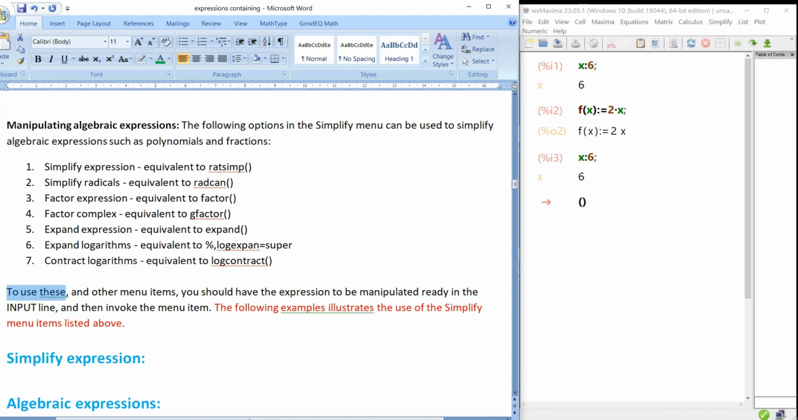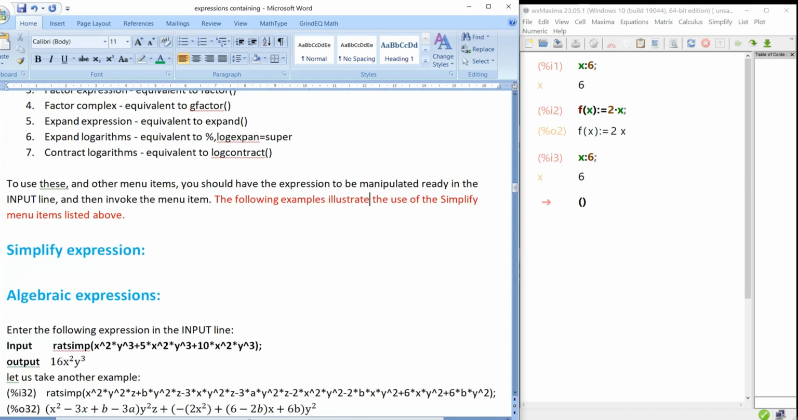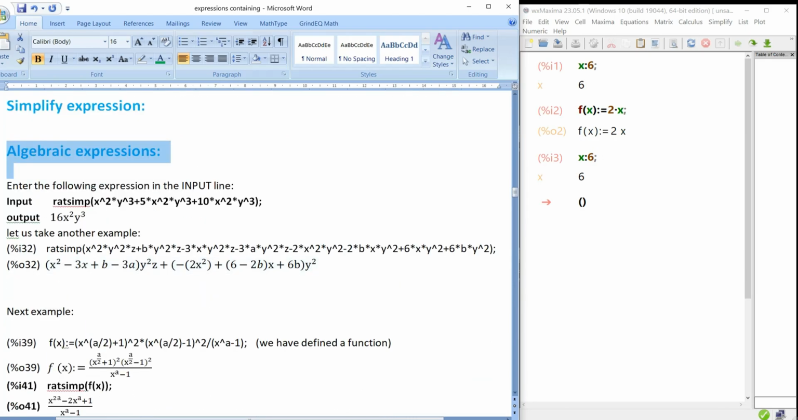Okay, to use these and other menu items, you should have the expression to be manipulated ready in the input line. The expression on which we need to apply the function must be written in the input line of a cell, right? The following examples illustrate the use of the simplify menu items listed above. First one, simplify expression. We are dealing with algebraic expressions.